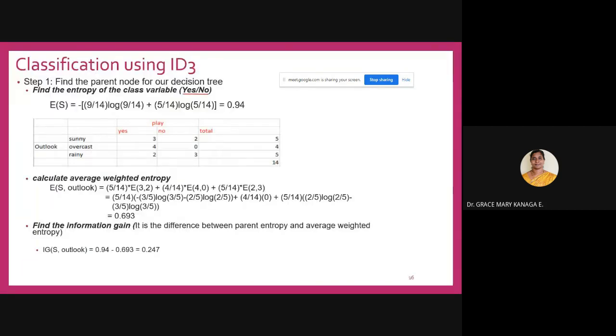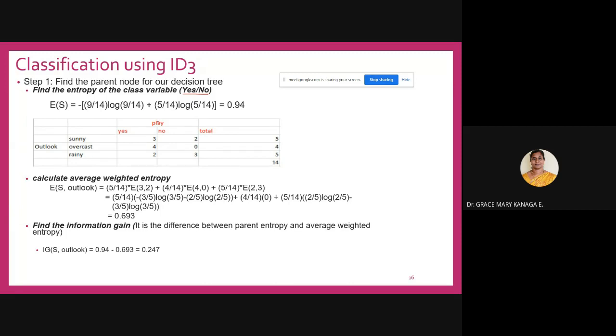Now we'll see how to calculate the entropy. First, we are going to calculate the entropy for the class variable, yes or no. And we are taking one attribute, that is the outlook. How many values is it having? Either it is sunny, overcast, or rainy.